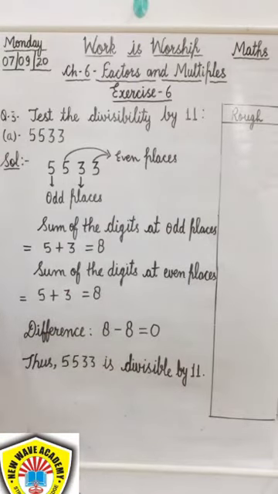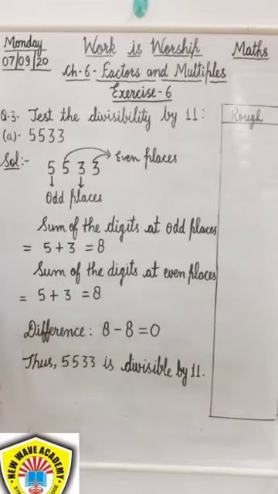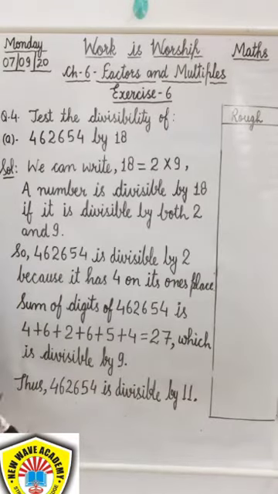So if the difference is 0 or a multiple of 11, then the whole number is divisible by 11. अगर हमारा डिफरेंस 0 या 11 का मल्टीपल आता है तो पूरा नंबर हमारा क्या होगा, 11 से डिविजिबल हो जाएगा. Okay. In question number 4, we have to check the divisibility of some composite numbers.